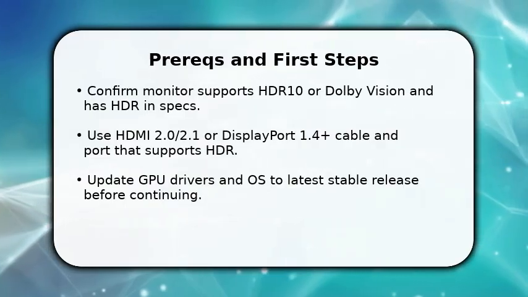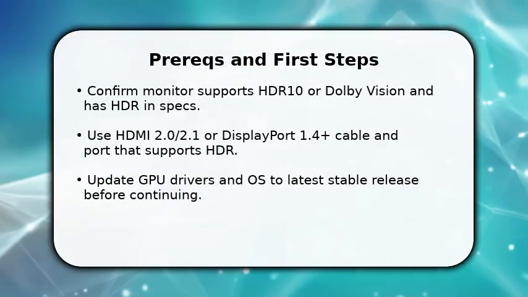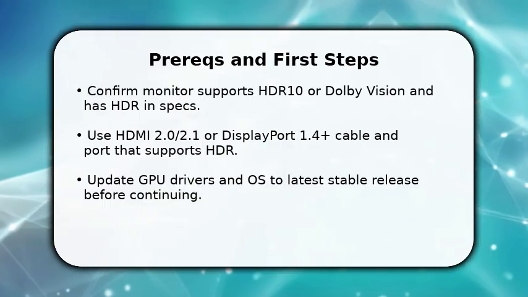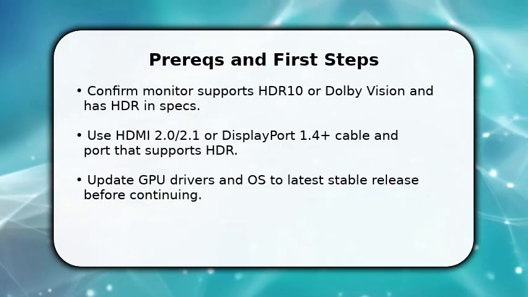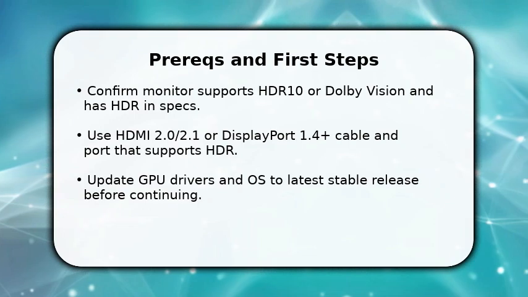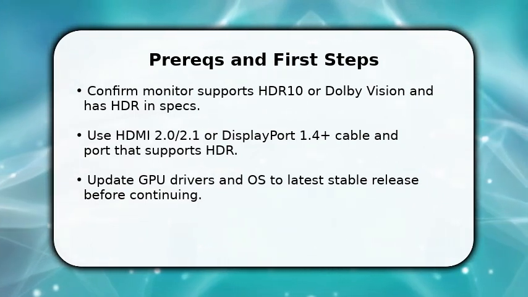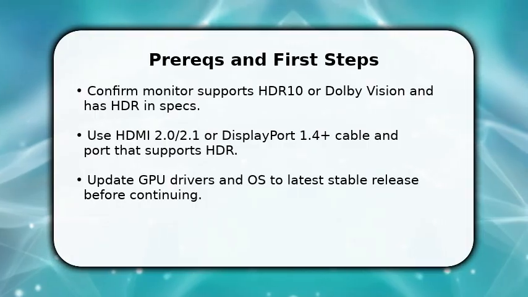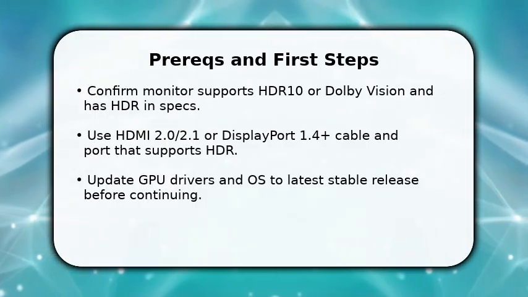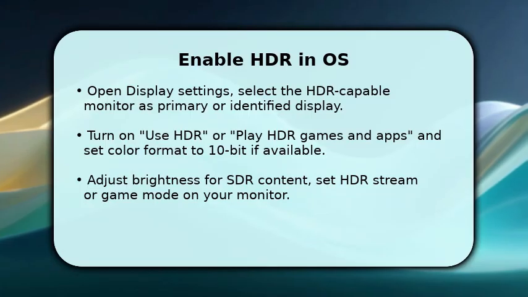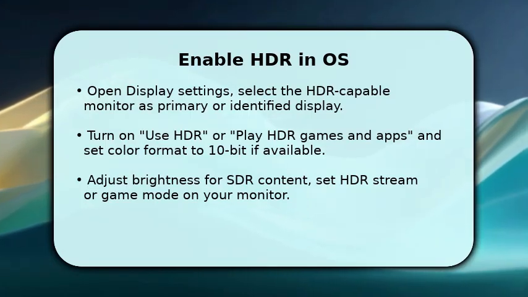Once done, update your graphics drivers and the operating system. Drivers enable color formats and metadata transfer. Make sure Windows or your OS build supports HDR. Now move to the display and system settings so you can enable the feature. Don't skip driver updates. They often fix issues. You'll now enable HDR within the operating system and apps.